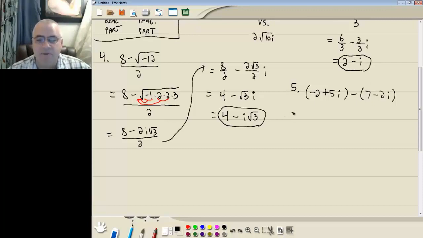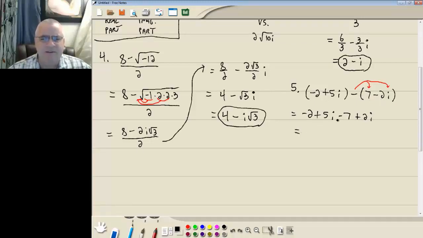Well, if these were variables here, if these were x's instead of i's, my first step would be to get rid of parentheses. Well, this first set of parentheses isn't doing anything, so I can drop them. So we got negative 2 plus 5i. And remember, if you have a negative out in front of your parentheses, it flips the sign of everything inside. So this is going to flip the sign of the 7 and of the negative 2i. Well, 7 becomes a negative 7. The negative 2i becomes a positive 2i. It's like multiplying negative 1 through.